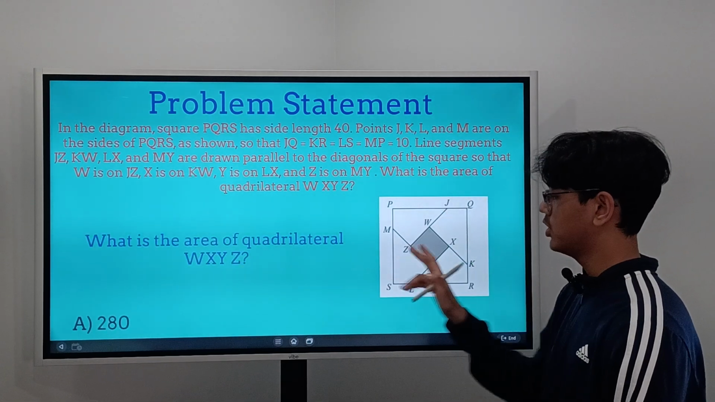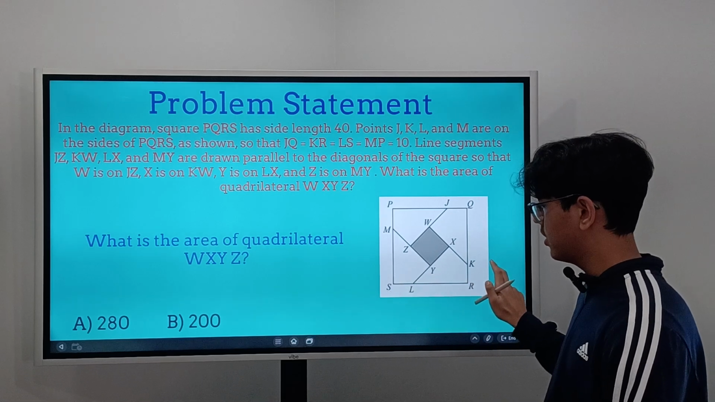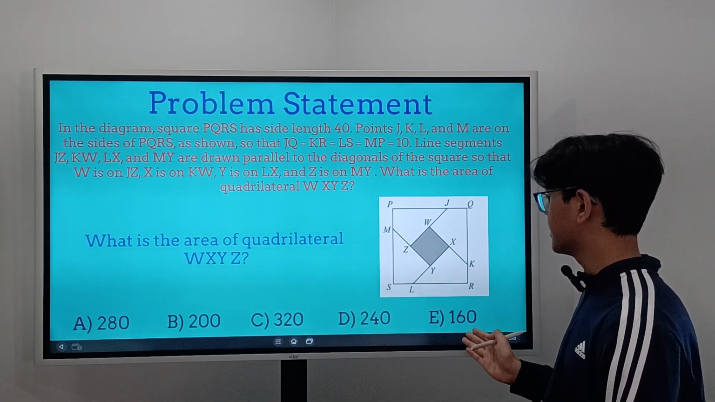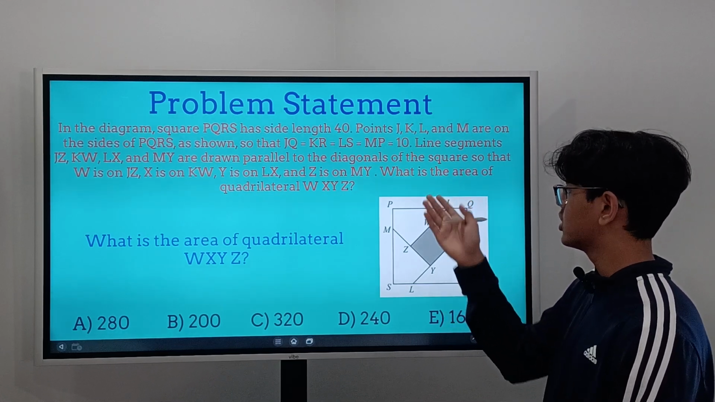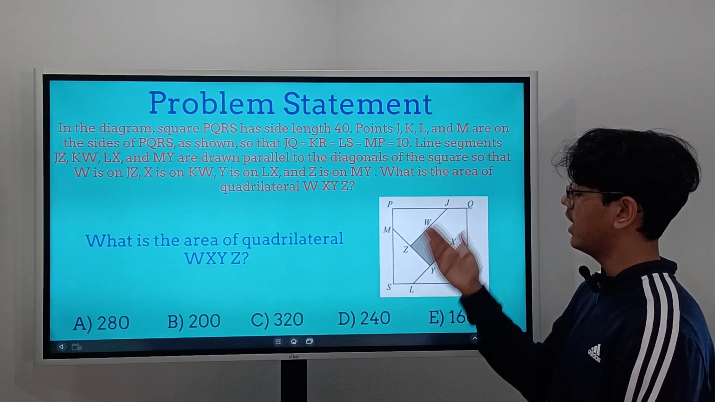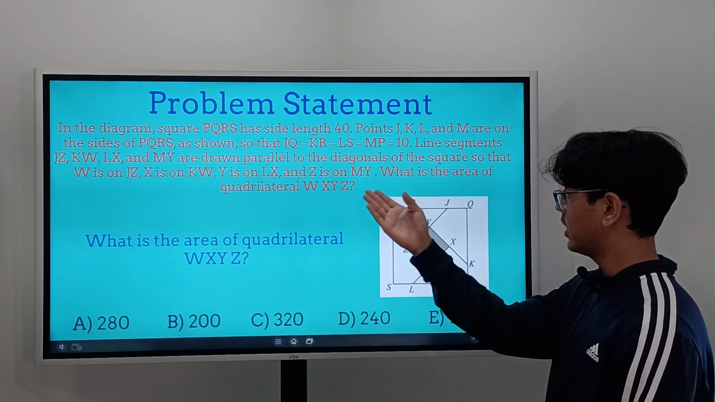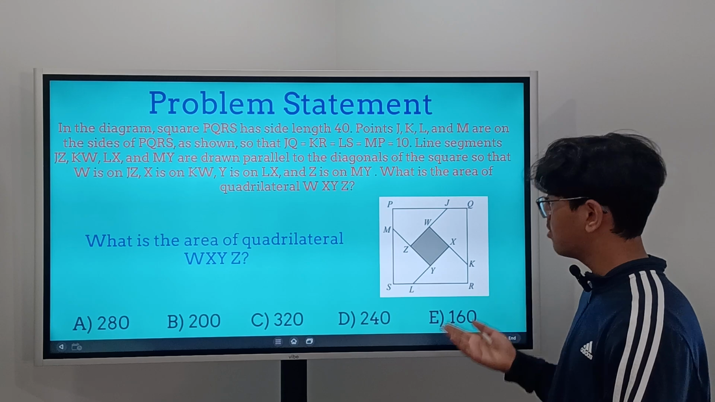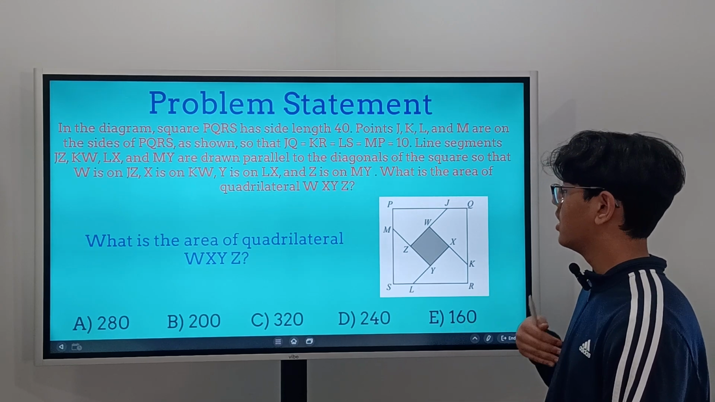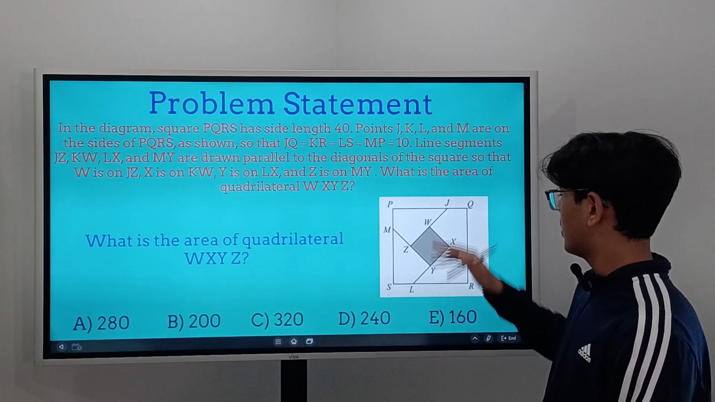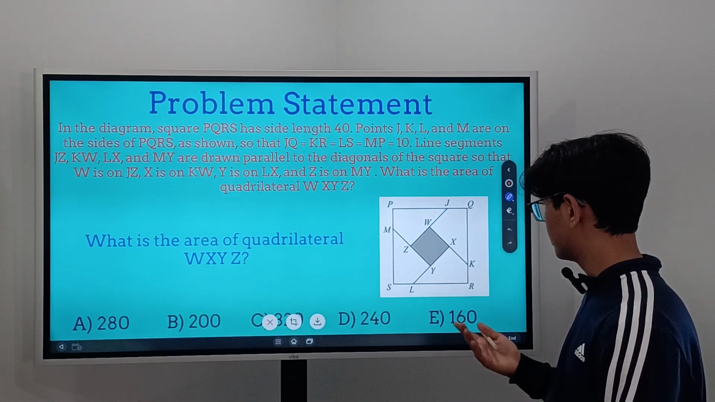And our possible answers are 280, 200, 320, 240, and 160. And this is our diagram here for this question. So we're going to be looking through this question again. Just before we go into our solution for this problem, first try to solve this by yourself. And if you're unable to get the answer, then we're going to get into our solution right now. First, let's just summarize what the question is saying.